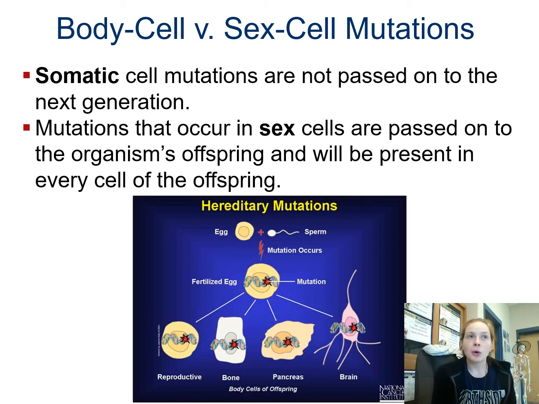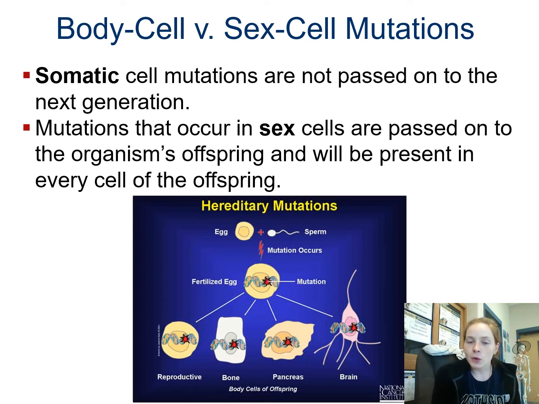If you go lay out in the sun every single day, you go to the tanning bed every day, that could mutate the DNA in your skin cells and cause cancer. However, that's not going to be passed on to your offspring, because that's due to something you did in your lifetime. It's in your somatic cells, your body cells.